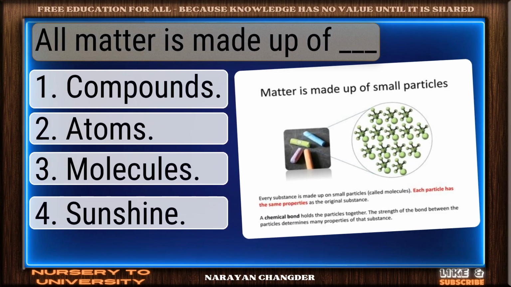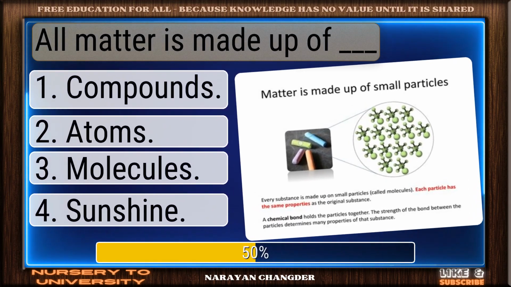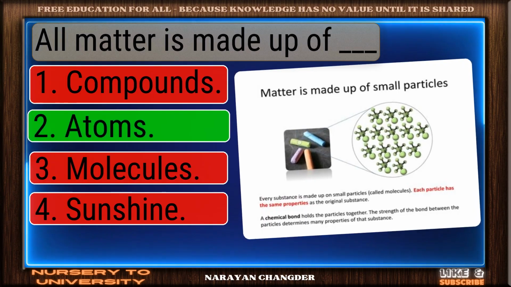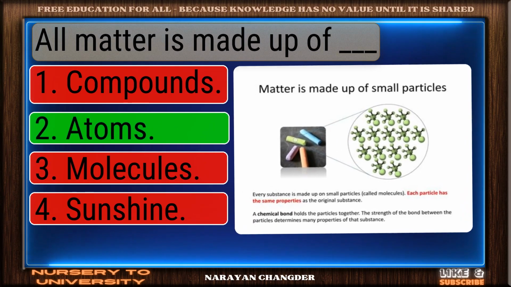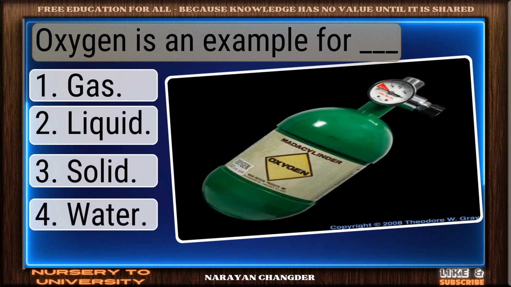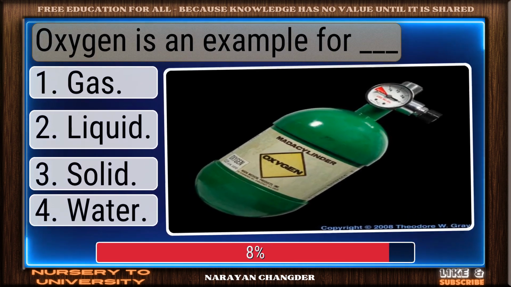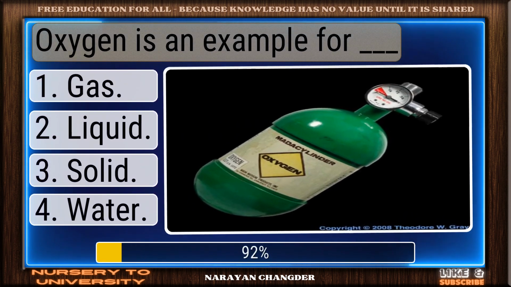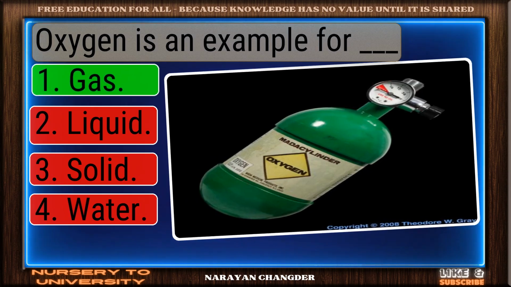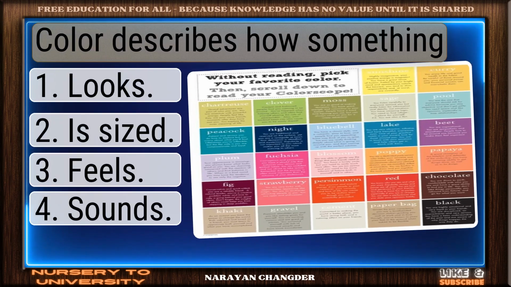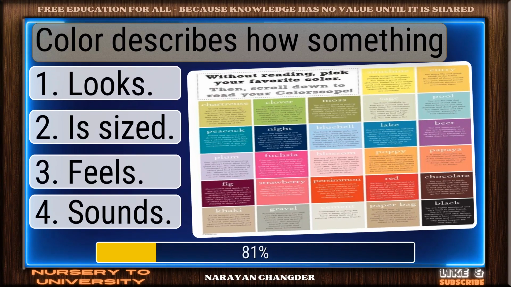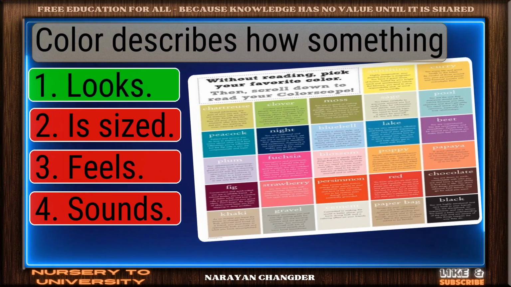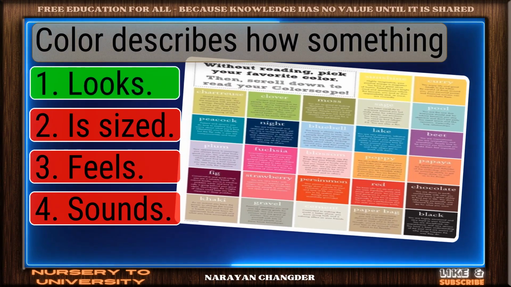All matter is made up of dash. Clear logic. Your choice, atoms, is sound and 100% true. Oxygen is an example for dash. Sharp thinking. Gas is the right choice. Color describes how something. Right again. Looks is a valid answer.